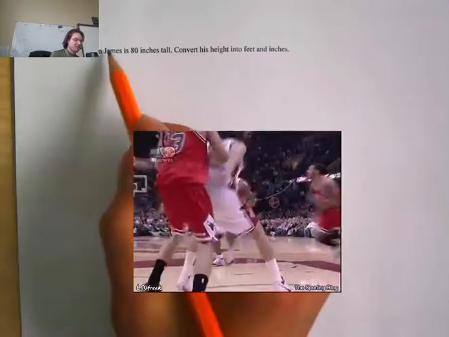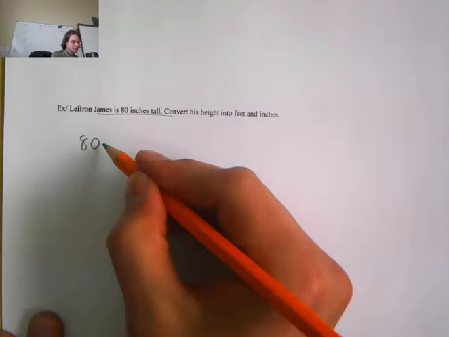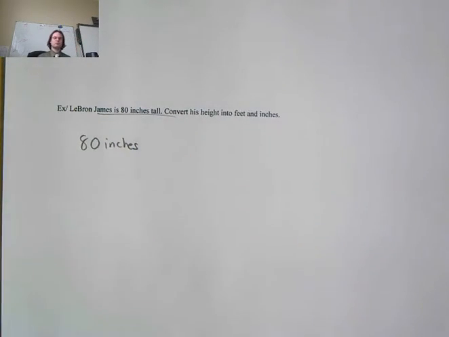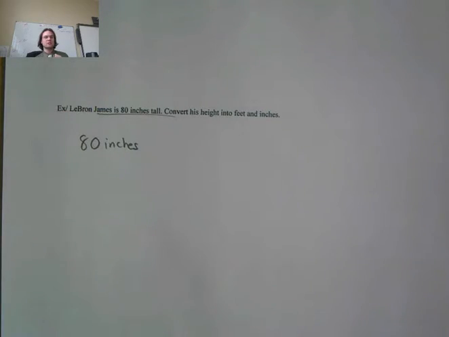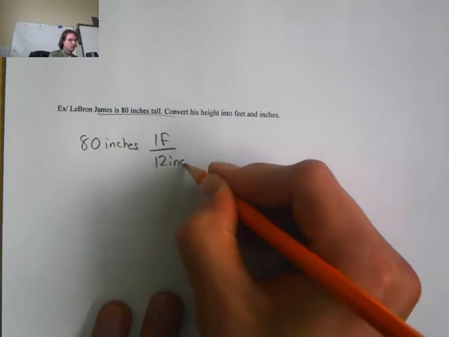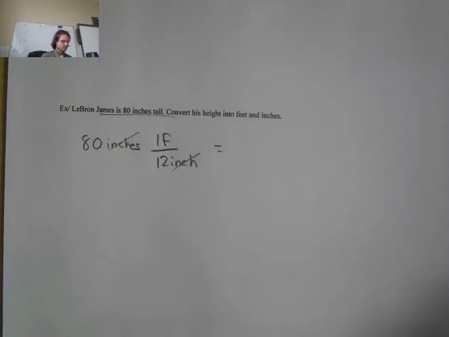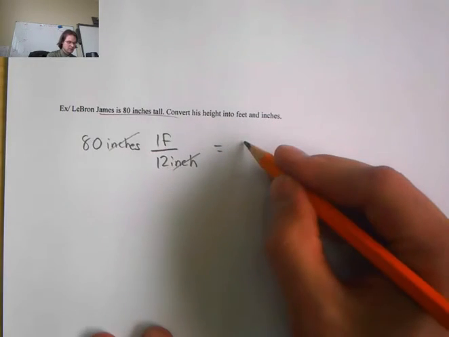Okay? So next one here we have LeBron James is 80 inches tall. Convert his height into feet and inches. Well, let's convert his height. So basically, I have 80 inches. And I know 12 inches is equal to 1 foot. So 1 foot we want divided by 12 inches. So I'm going to multiply this out. So my inches cancel. It's like dividing by inches. So 80 divided by 12 is going to give me 6 and 8 inches.